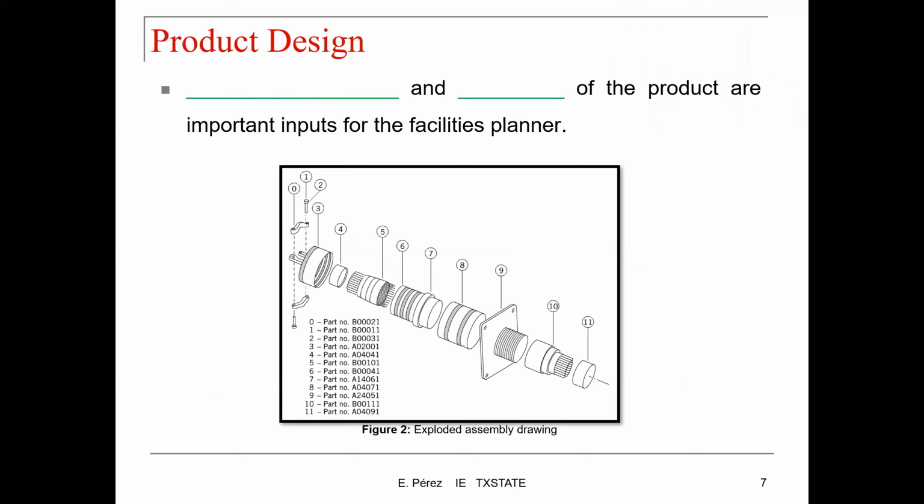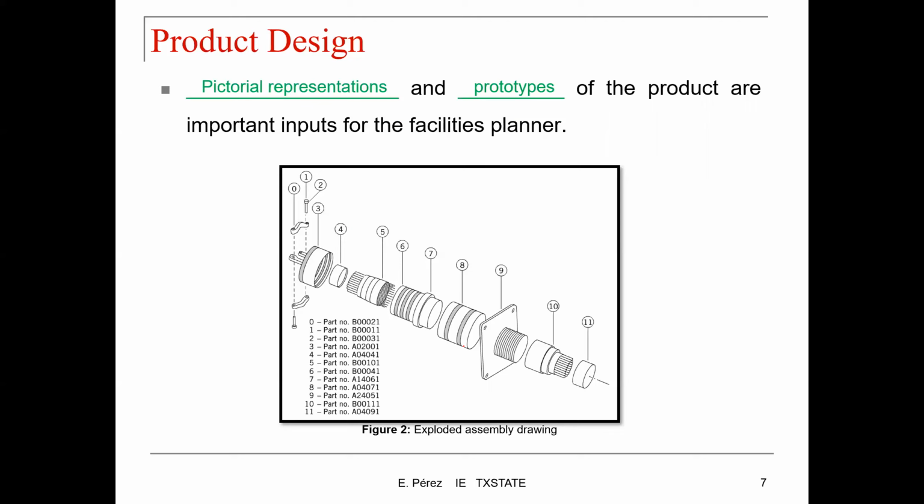So in terms of product design, pictorial representations, as the one that I presented in the previous slide, and prototypes of the products are important inputs for the facilities planner. And in figure number 2, we're showing what is an exploded assembly drawing. So these are all the components and how they are assembled in order to get the final product. As you can see here, we have an assembly of 11 parts, and put together, we have a final product, or it could be just a component of a major product.